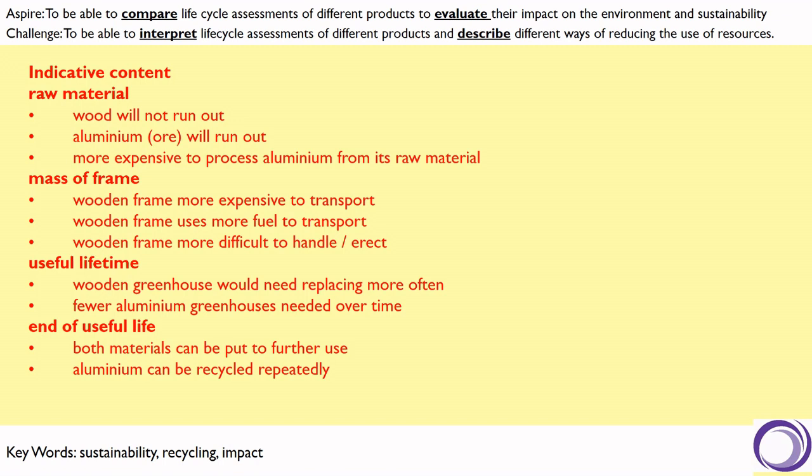If we're looking at the useful lifetime, the wooden greenhouse would need replacing more often, whereas you'd need fewer aluminium greenhouses over time, and both materials could be put to further use, so aluminium can be recycled repeatedly. Now, your concluding statement, your opinion, there is no wrong answer for that. You must have just justified it with the information that we provided.